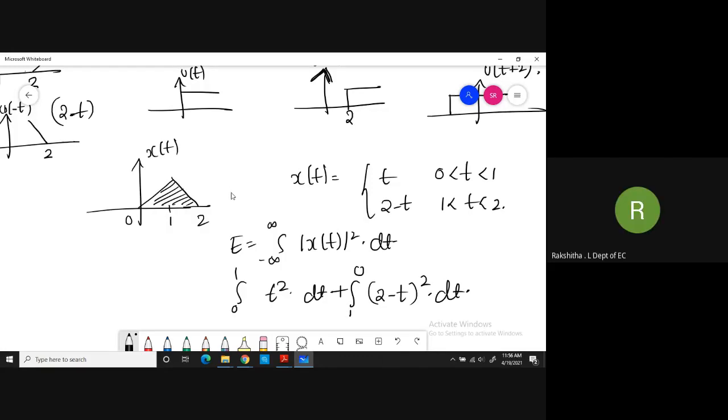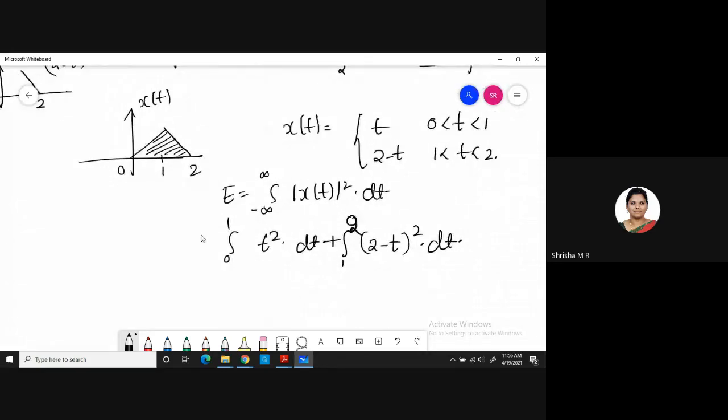It's 1 to 2, ma'am. Yeah, it's 1 to 2. So what is the energy of this signal? Try to find out.